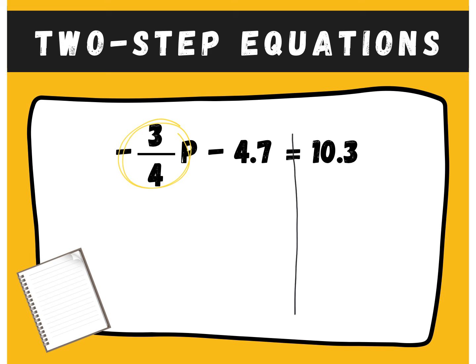To get started, I need to remove that negative 4.7, or minus 4.7, and I'll do that by using a plus 4.7, or a positive 4.7, and again, I'll do the same thing on both sides. Now, I know that negative 4.7 plus 4.7 is 0, so that essentially removes that term from the left-hand side. Now I'm left with negative 3/4 p, and on the right-hand side, 10.3 plus 4.7 is 15.